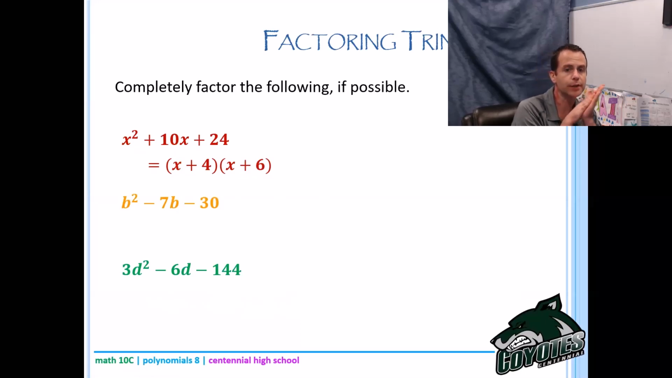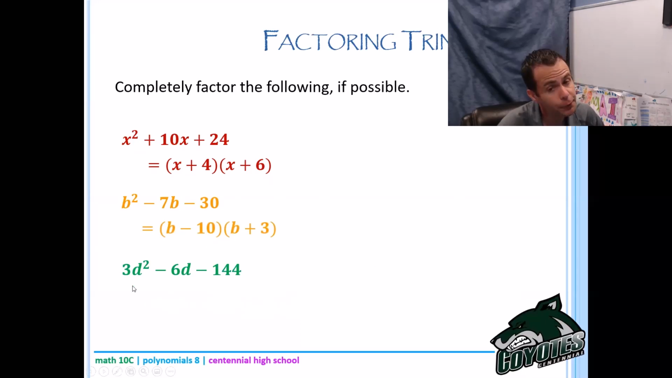b squared minus 7b minus 30. Looking for two numbers that multiply together to give me -30 and add together to give me -7. This is shortcuttable because the coefficient on the b squared is 1. And my numbers are -10 and +3, so I end up with (b − 10)(b + 3).